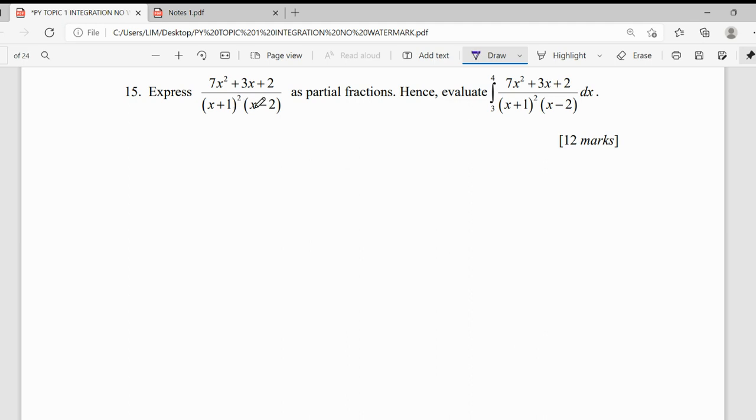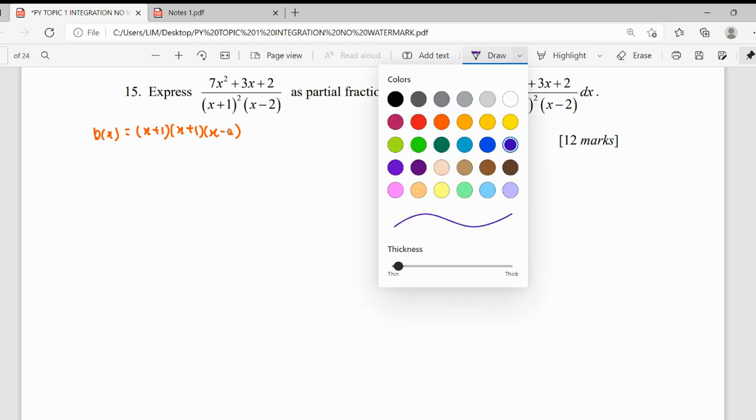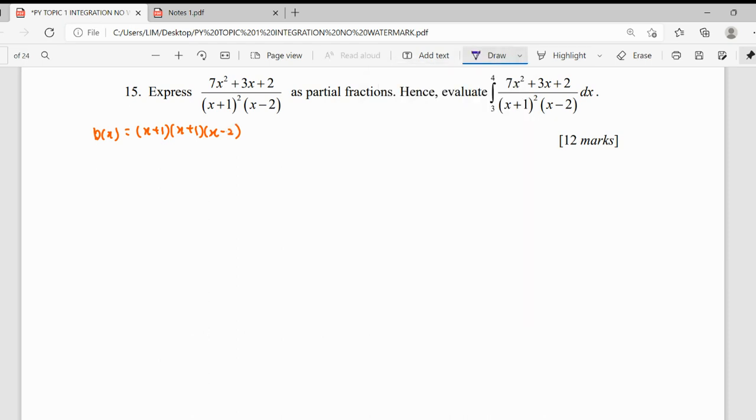So second step, we see our denominator. Is it factorized completely? We can see this denominator is factorized completely, and we have a repeating factor. When we have x plus 1 squared, it means it is a repeating factor. So we need the concept of splitting our factors: the concept of repeating factor, and another one is linear factor. Then only we can split our fraction into partial fractions.